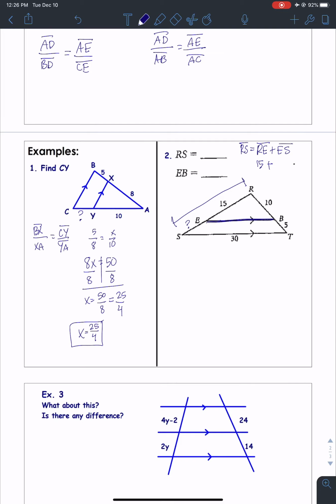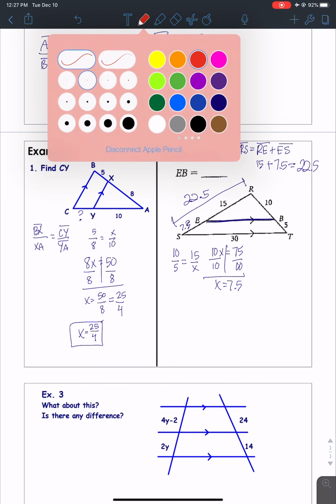So I'm going to have 10 over 5 is equal to 15 over x, and I'm going to cross multiply. I get 10x equals 15 times 5, which is 75. I'm going to divide by 10 on both sides, and I get x equals 7.5. So ES here is 7.5. So 15 plus 7.5 is going to be 22.5. So the length of RS is 22.5.